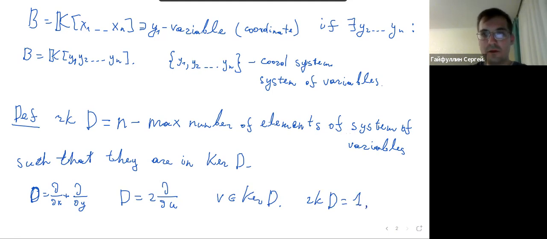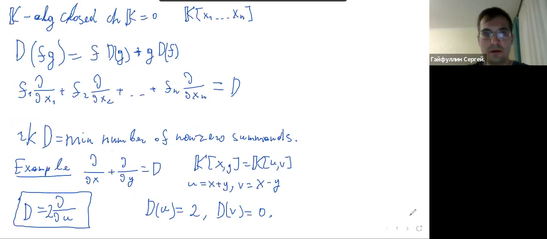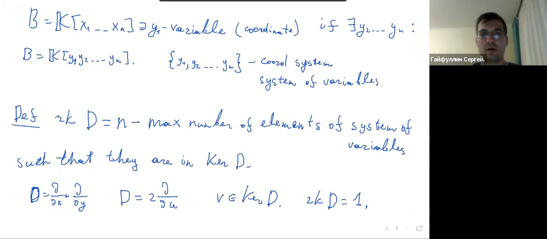Of course, these two definitions are equivalent because variables from any system are in the kernel exactly when the corresponding fi's are 0. So the number of variables which are in the kernel equals the number of zero summands in this sum. Okay.